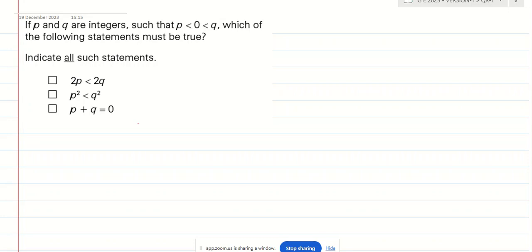P is less than 0, correct? I mean 0, and Q is more than 0, which means P must be negative, no? P must be negative. What about Q? Positive. So let's assume. What do you want to assume for the P? -1. Assume the Q also 1.